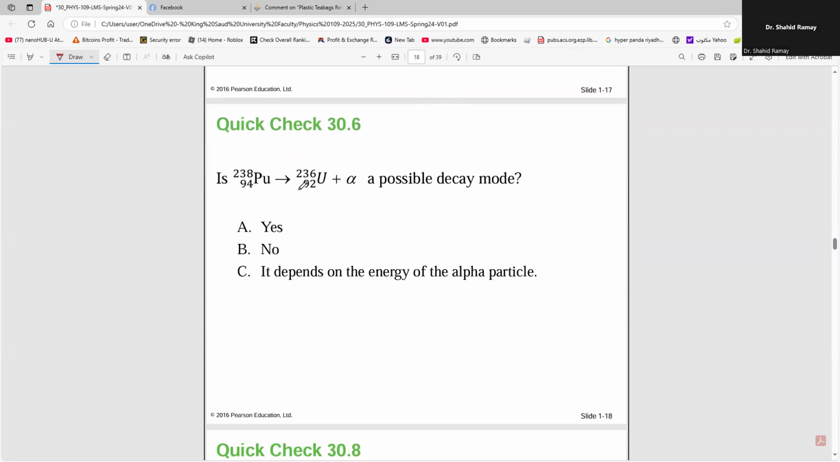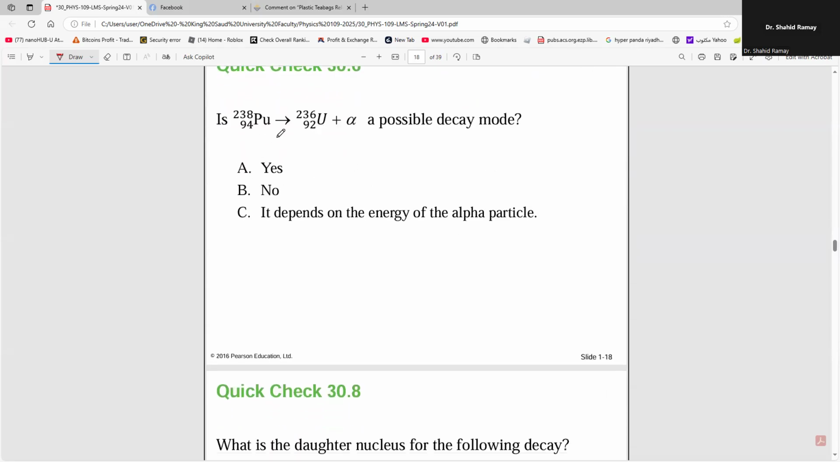Now they ask the question: is polonium converting into uranium plus alpha a possible decay mode? Here you can see that Z is decreased by 2, but A is not decreased by 4. So it is not alpha, and we will say that the answer is no.